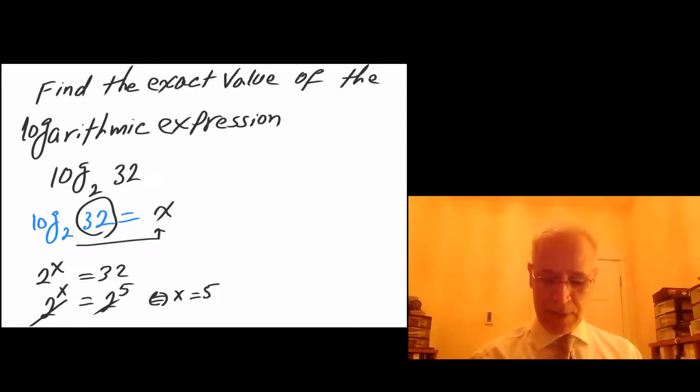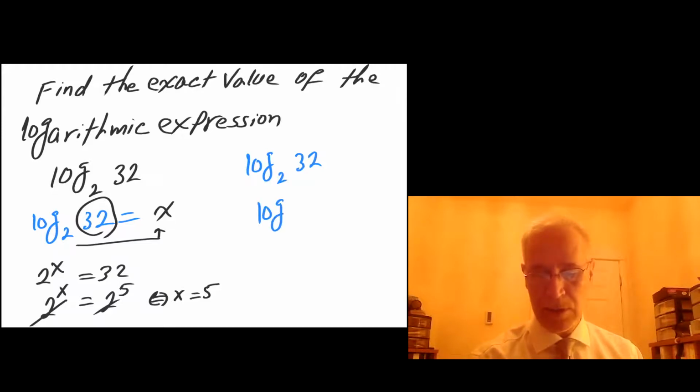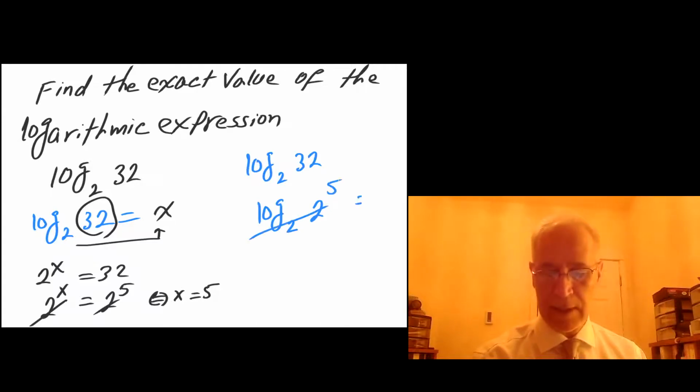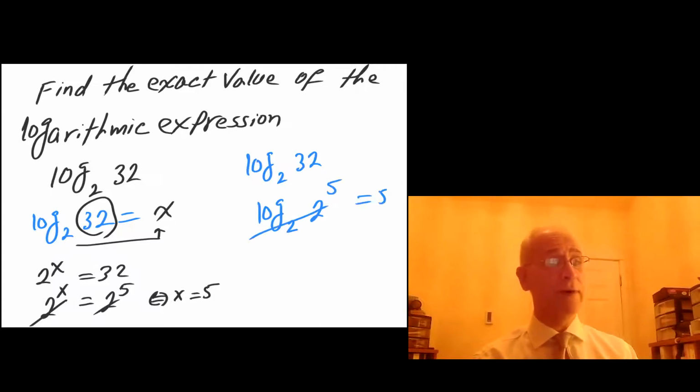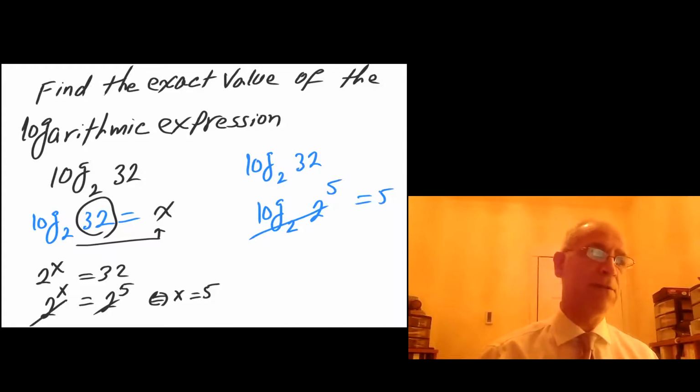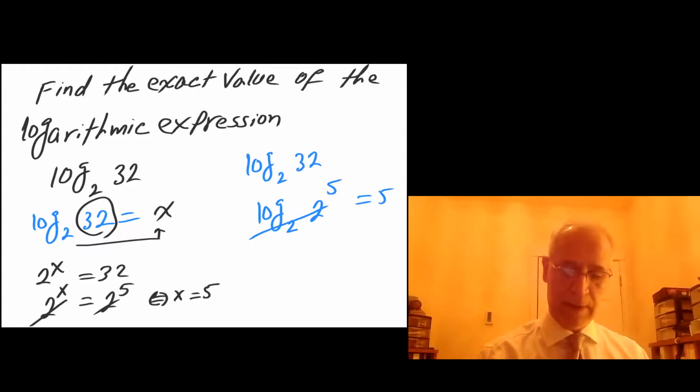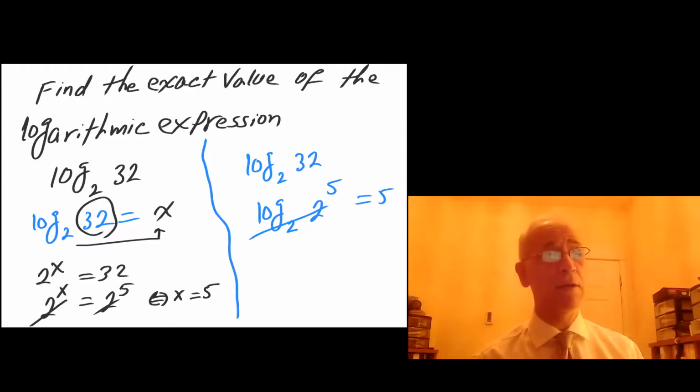You could also, from the get-go, a shorter version, when you have log base 2 of 32, just rewrite that as log base 2 of 2 to the power of 5. Cancel this, and the answer is 5. And I really have no preference. The left-hand side is the logic. But after you get good at it, I just don't see any value in writing every step down.